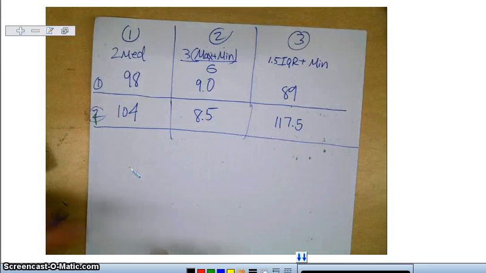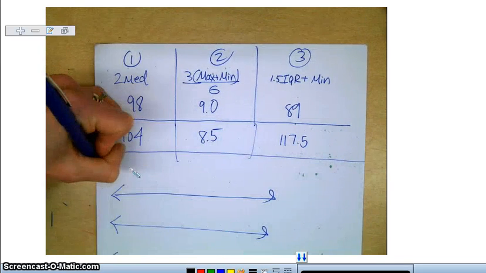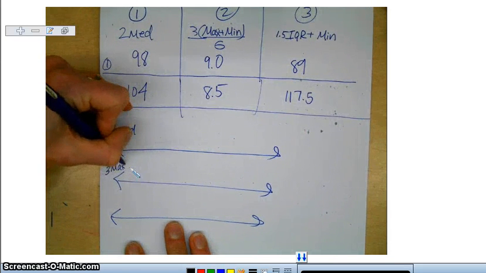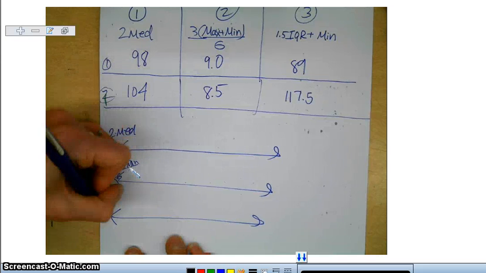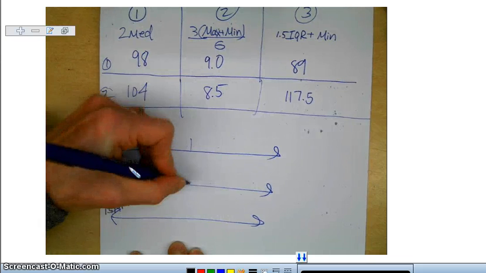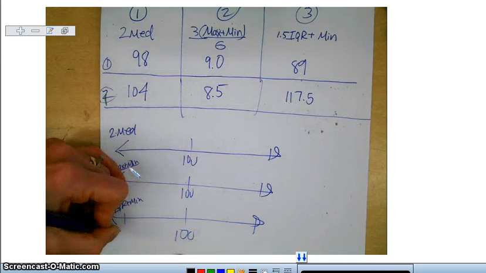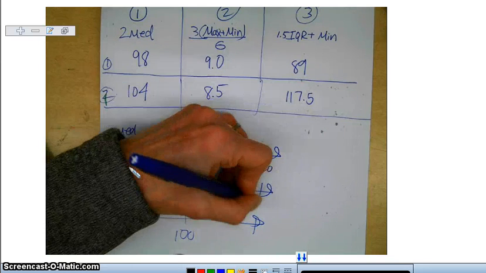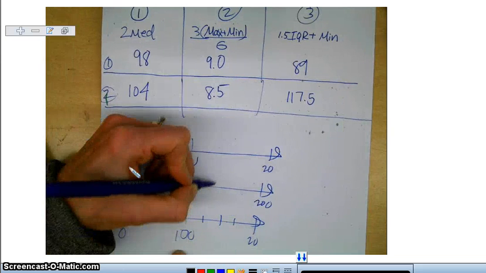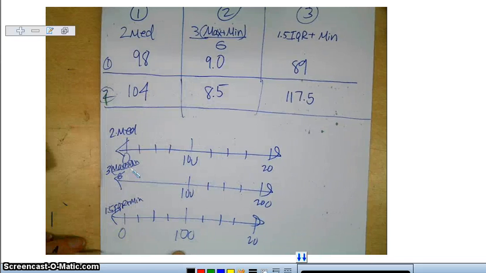Then when you're done, you're going to take each of your stats. So this will be twice the median, this one would be 3 max plus min divided by sigma, and the last one is 1.5 IQR plus the minimum. You put the same scale on each, 100. You're going to want to make a good scale, maybe go 100 to 200, with quite a few marks in here. Each of these marks represents 25. You could even go farther than that, but I'm just trying to be fast here.